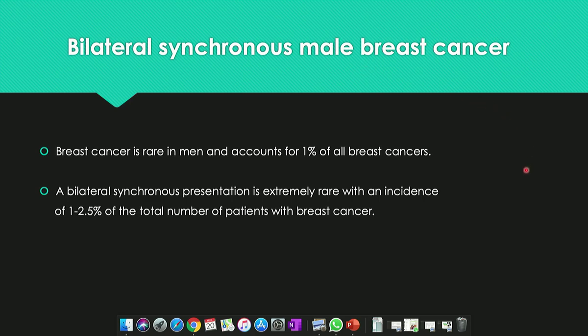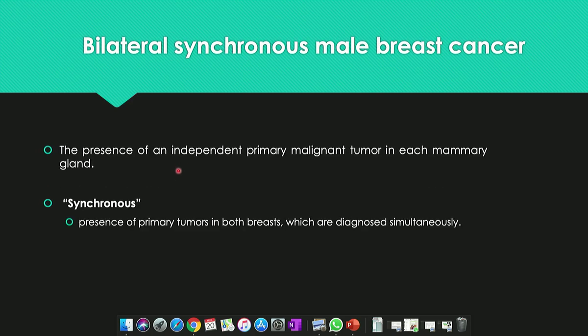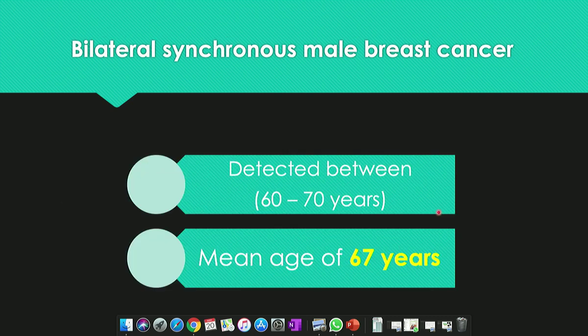Breast cancer is rare in men and accounts for 1% of all breast cancer. A bilateral synchronous presentation is extremely rare, with an incidence of 1.5% of the total number of patients with breast cancer. Bilateral breast cancer is defined as the presence of an independent primary malignant tumor in each mammary gland. The term synchronous refers to the presence of primary tumors in both breasts which are diagnosed simultaneously.